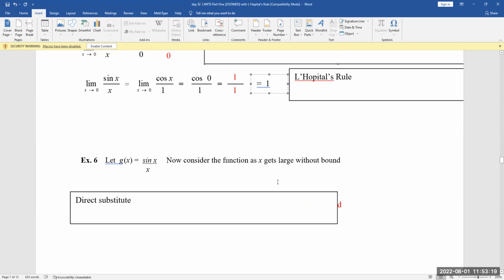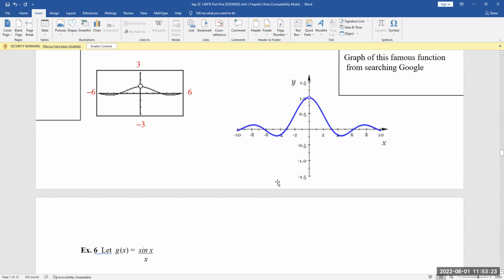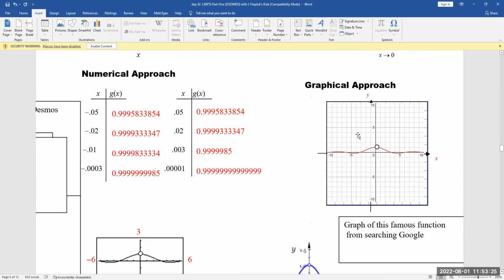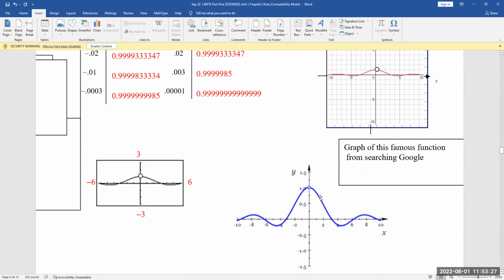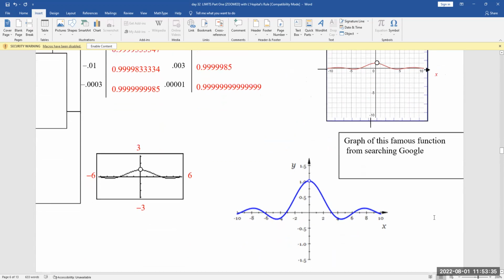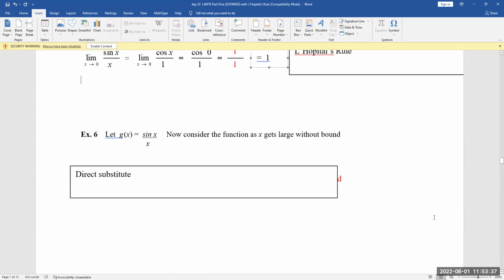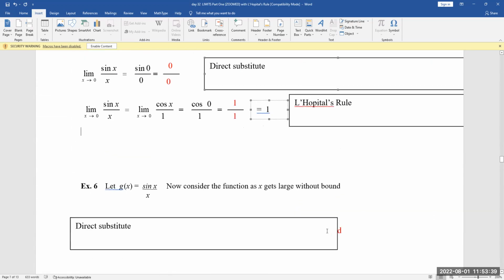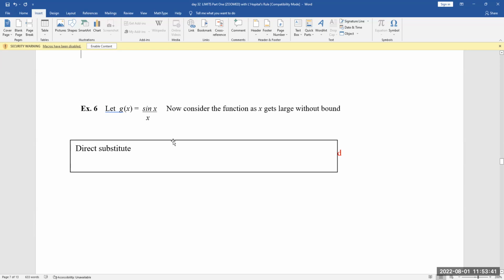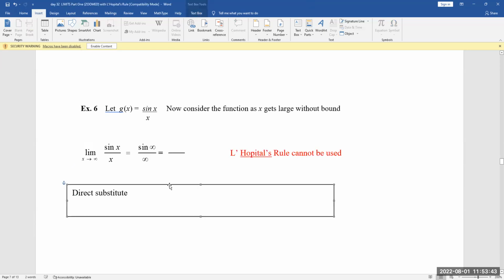What about sine x over x as x gets large without bound? We needed to do that in example 6. As x gets large without bound, you see what's happening to the function. I don't think we made a table on this. But if you directly substitute in this particular problem, you get the sine of infinity over infinity.